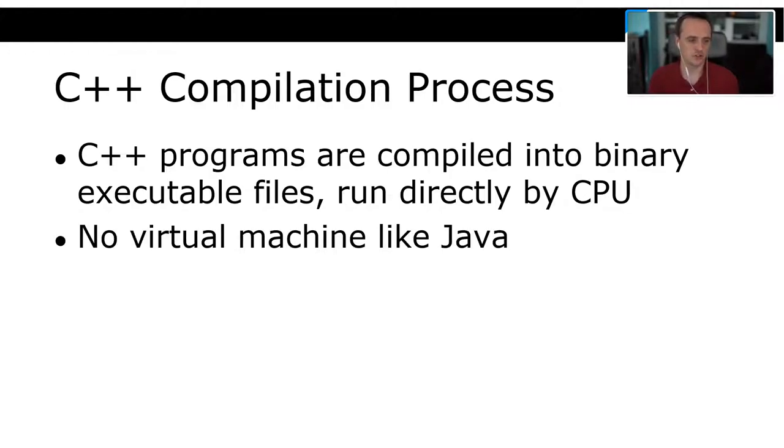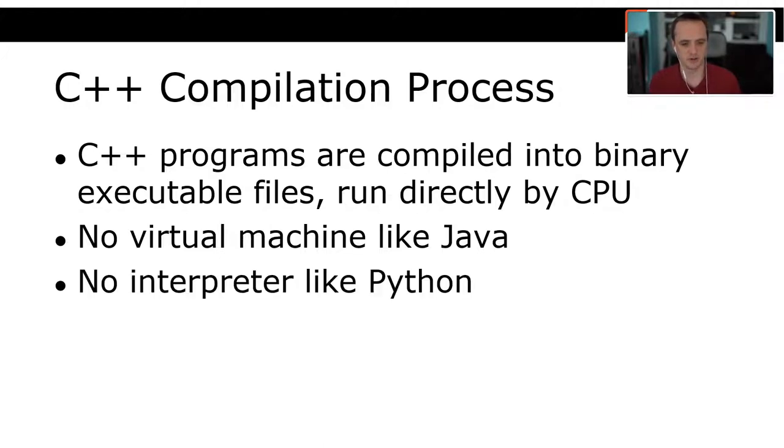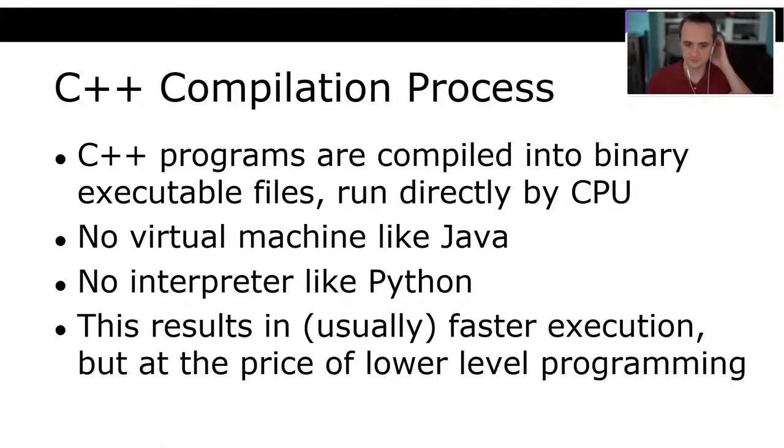So there's no virtual machine in C++ like Java. If you take a program that was compiled on one operating system or one particular processor, it may not work on another operating system or processor, okay? Because it's the actual code that that machine runs. There's no interpreter like in Python. In Python, you don't have to actually compile your code. In JavaScript, you don't have to compile your code. It's interpreted, okay? So this results in usually faster execution, but at the price of lower level programming. So we will do a bit lower level programming, but the code that runs will be faster.